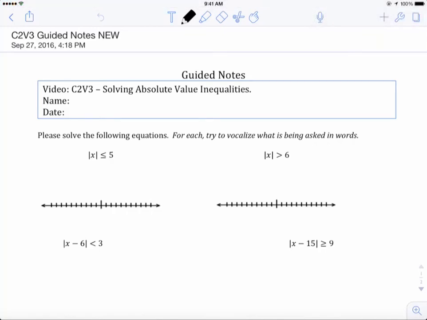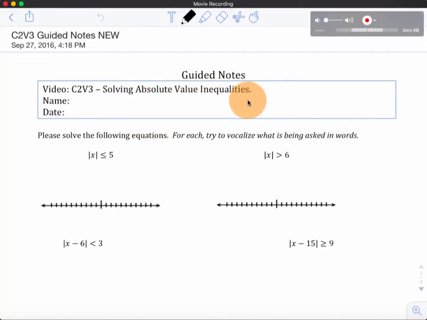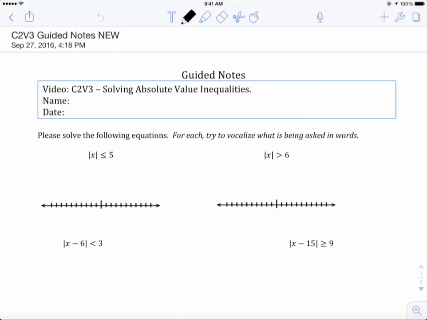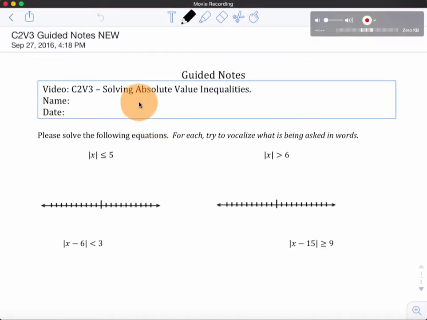Hey guys, and welcome to this lesson all about solving absolute value inequalities. Now there are going to be a lot of similarities between the skills we learn in this lesson and the skills we learned when solving absolute value equations before.